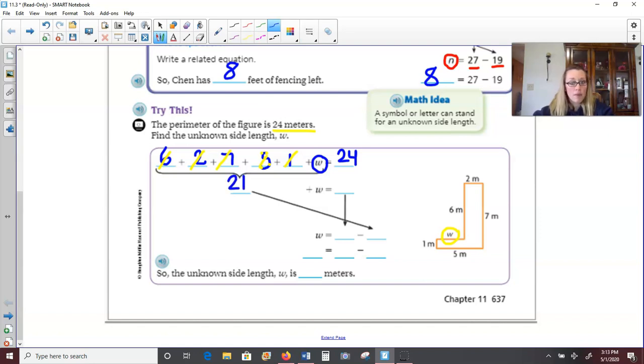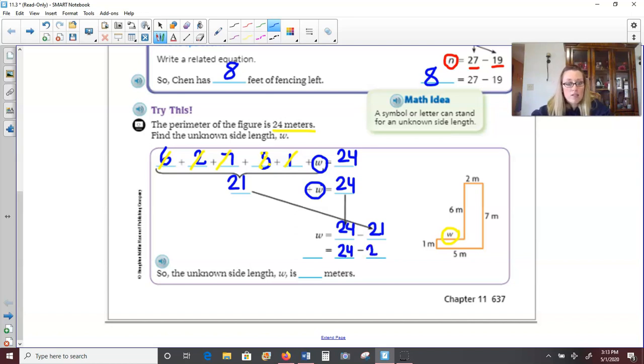Plus the W, we still have to figure out what W is, and it still has to equal 24 for the total perimeter around the shape. And so we're going to take the total perimeter, which is 24, and we're going to subtract most of the perimeter that we know, which is 21. And so when we do this, they just have us rewriting this down below.